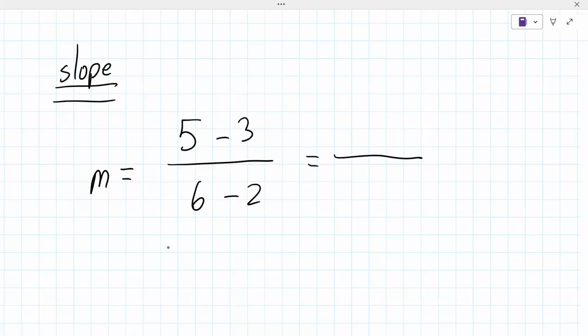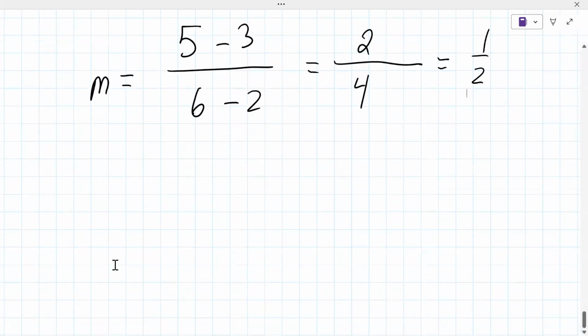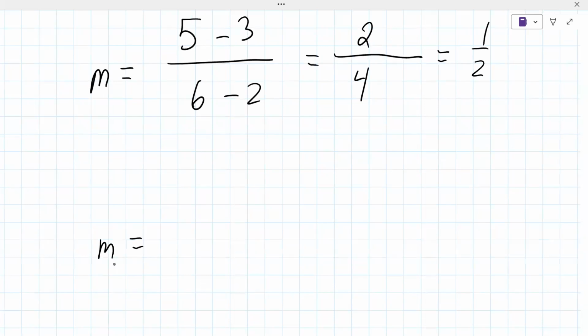What's the top? What's the bottom? Would it be 2/4? Okay, so this is a fraction. Does this reduce? Yes. Okay, what does it reduce to? 1/2. 1 over 2. Good. Very good. Okay. Now let's try another here. Let's go 1 minus 3 over 4 minus 9.